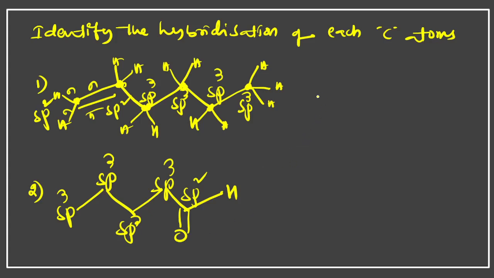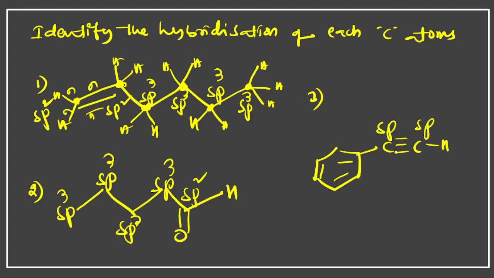Look at this example. A carbon having a triple bond means sp. Triple bond means sp. Yes. Double bond means all these carbons undergo sp2 hybridization. Yes. I will look at one more example.